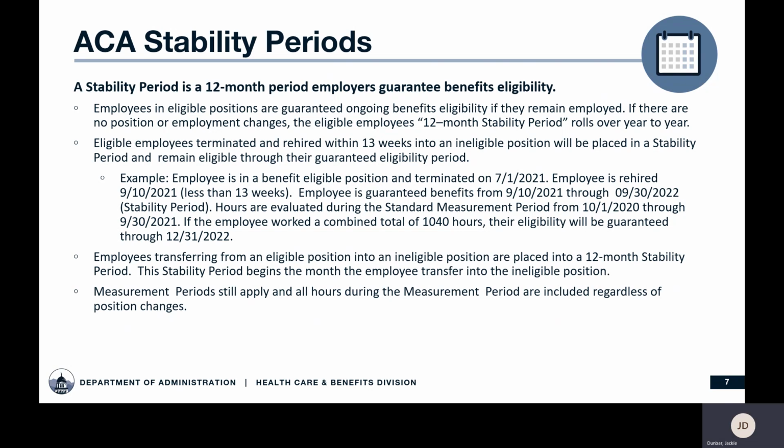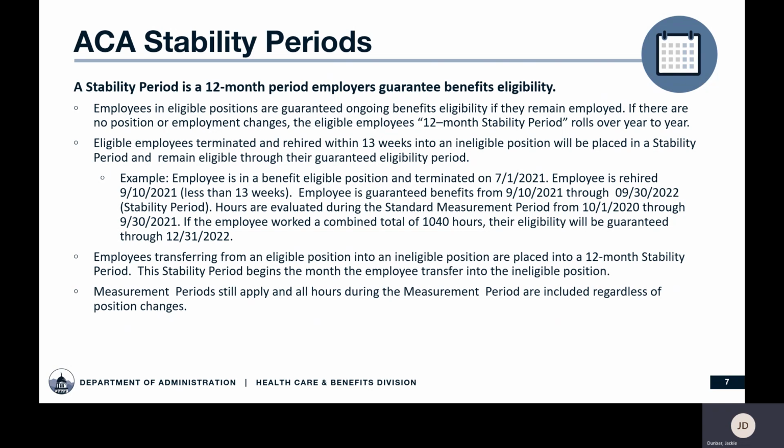Once an eligible employee terminates from the state of Montana, their benefits eligibility ends. However, if an employee was benefit eligible prior to terminating and is rehired within 13 weeks into an ineligible position, the employee is placed into a stability period. The stability period generally goes through a 12-month stability period, and then hours are evaluated during the employee's applicable measurement period.